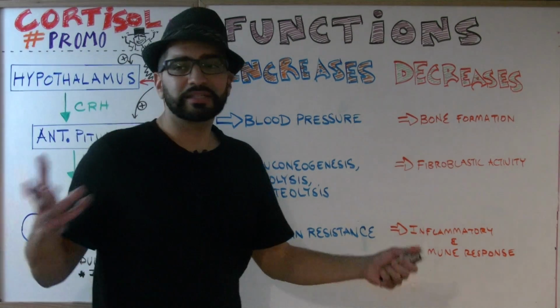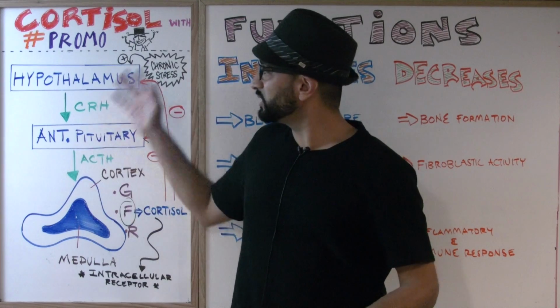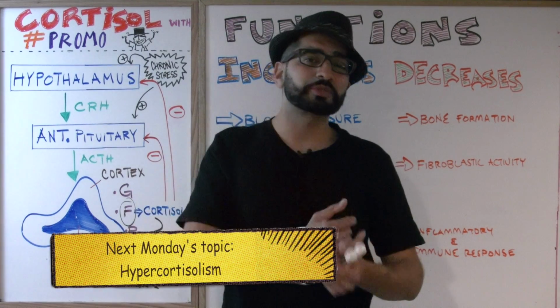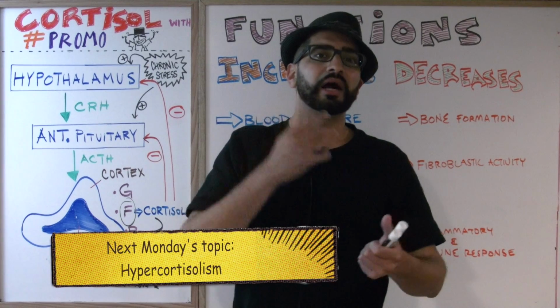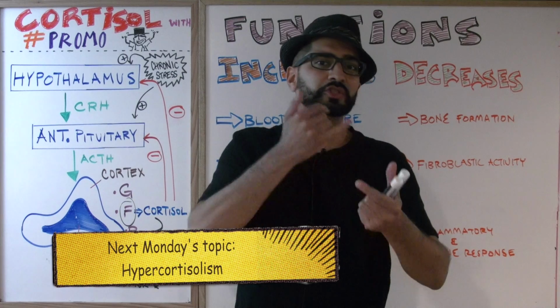Okay, now that was it. Today's just a quick little introduction to the cortisol. We mentioned the regulation, the functions, and of course the source. Next week, we're going to talk about what happens when we have too much cortisol. That's referred to as hypercortisolism. And specifically, we'll talk about Cushing's disease as well as Cushing's syndrome.